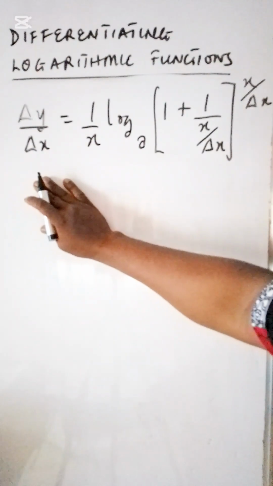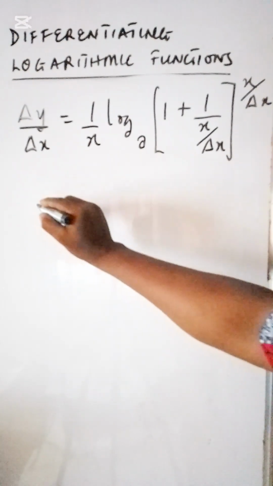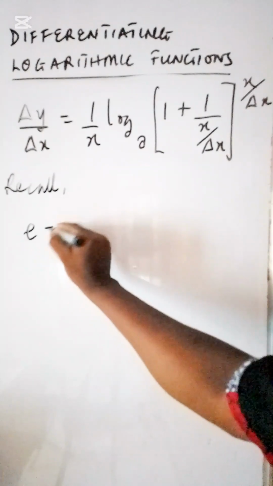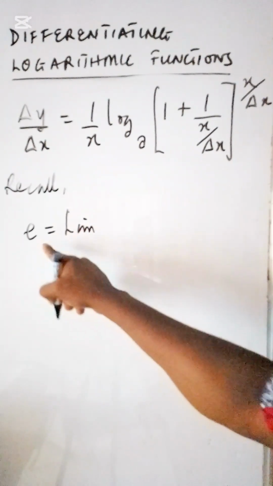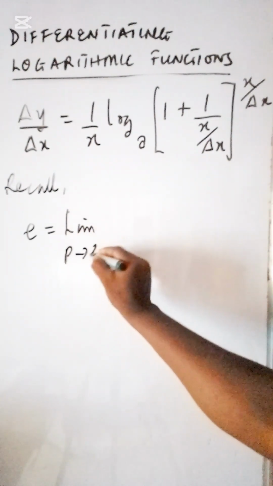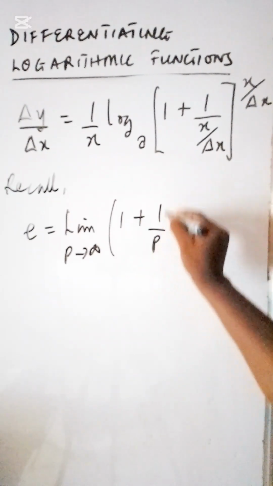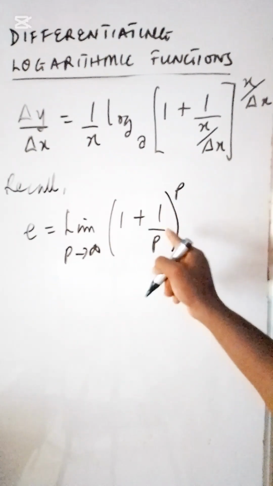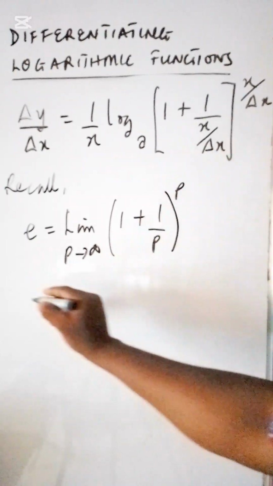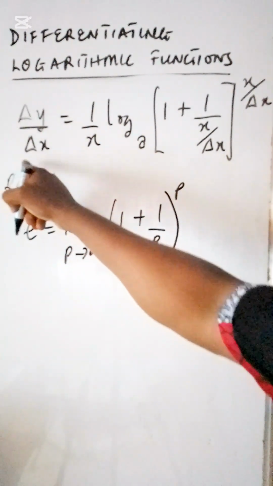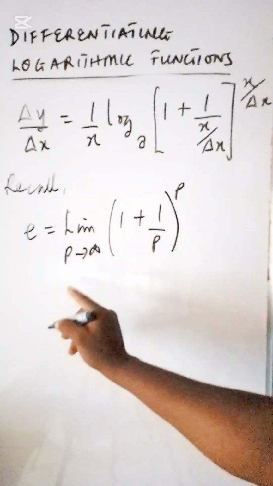So the next thing we are going to do from the last result will be to recall that this constant e becomes stable as p tends to infinity of the expression 1 plus 1 over p, all raised to the power p. So how does it apply to this problem? We are going to take the limiting value of the gradient function change in y over change in x to get the derivative of the function.